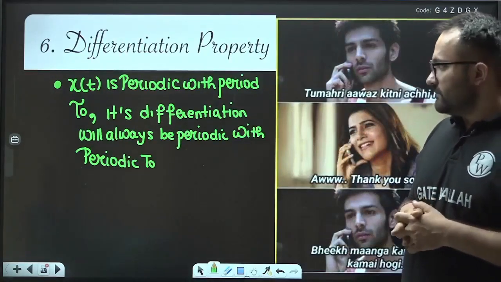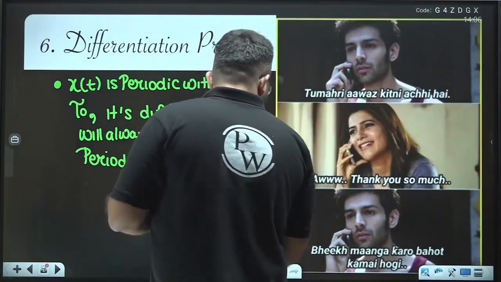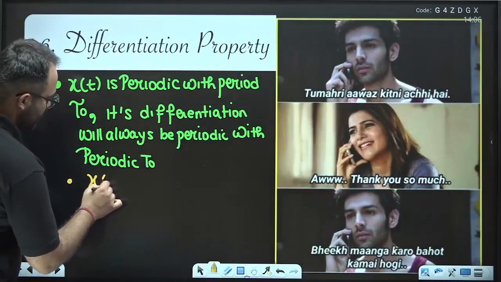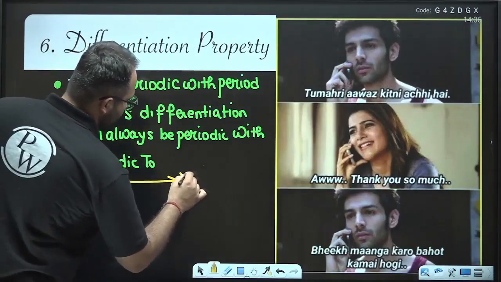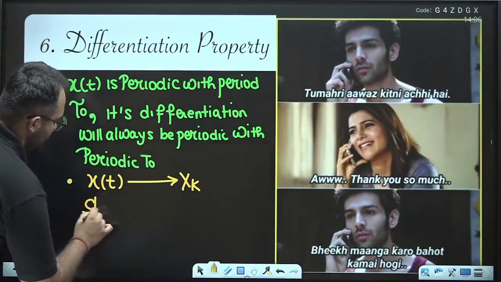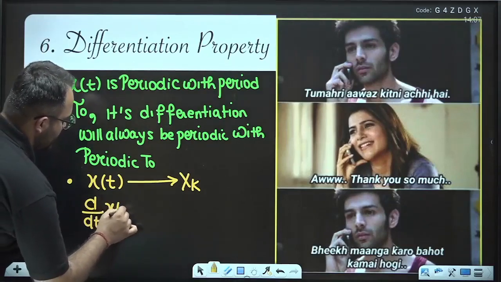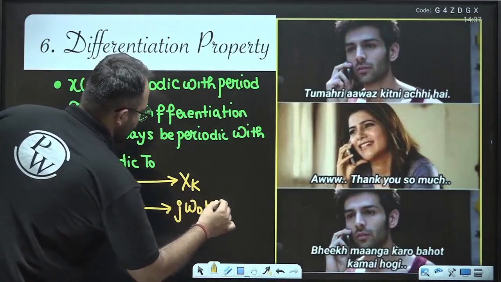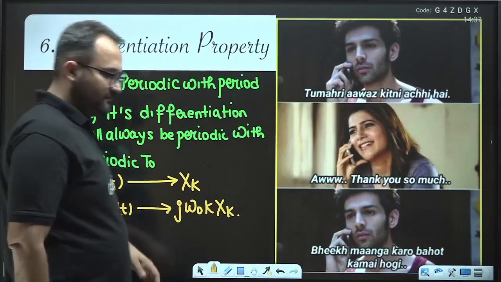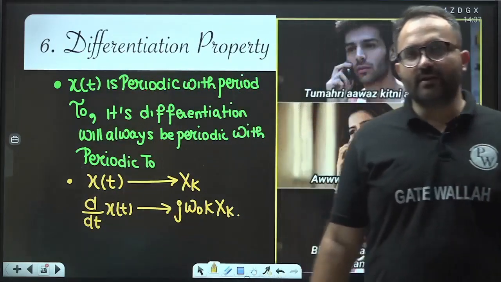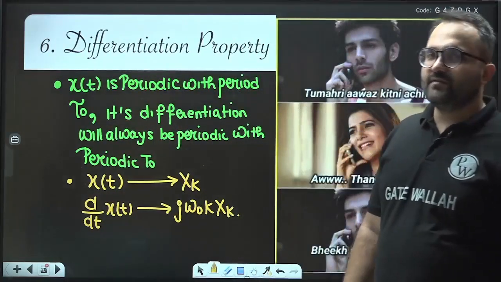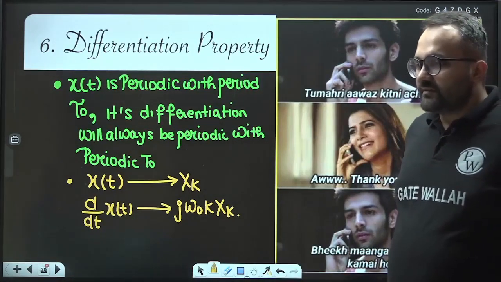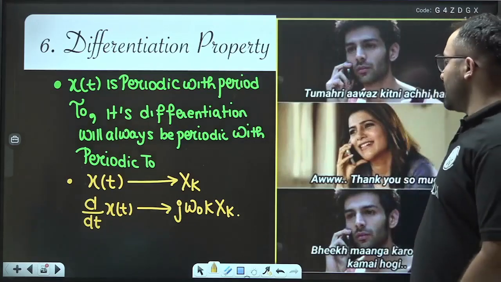So the property says that if x(t) has Fourier series coefficient X_k, then the differentiation d/dt x(t) will have the Fourier series coefficient j omega_0 k X_k. So this is the differentiation property. This differentiation property is useful in finding the Fourier series of triangular pulses.